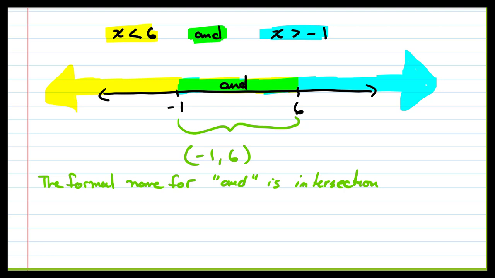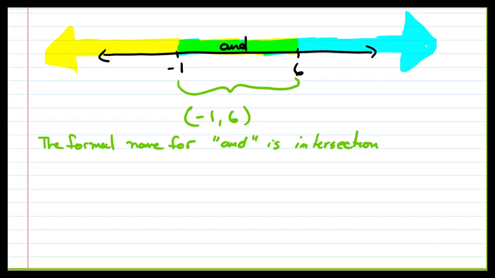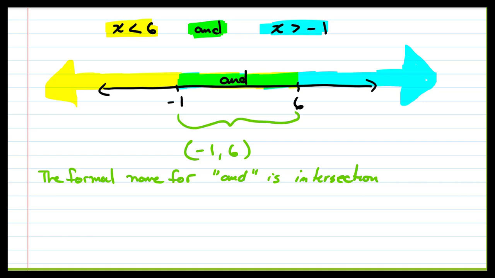Mathematicians work very hard at being lazy, which means we want to write as little as humanly possible. So instead of writing an inequality like this, where we write x is less than 6 and x is greater than -1, we can write this as a compound inequality.